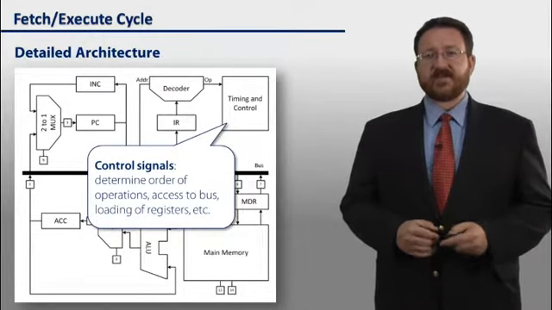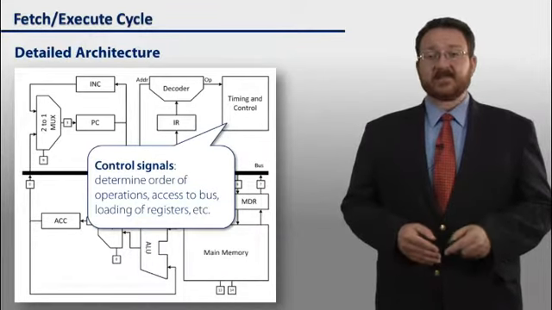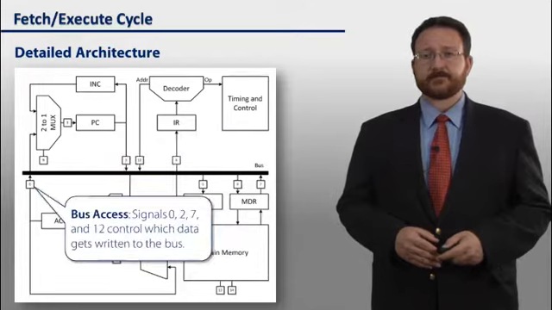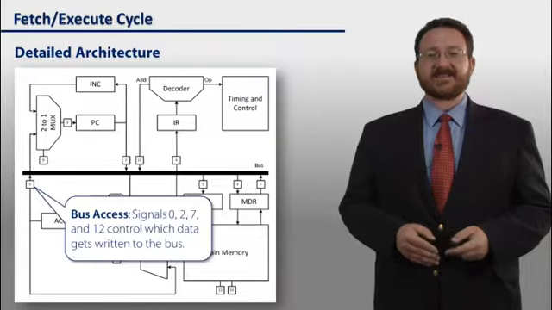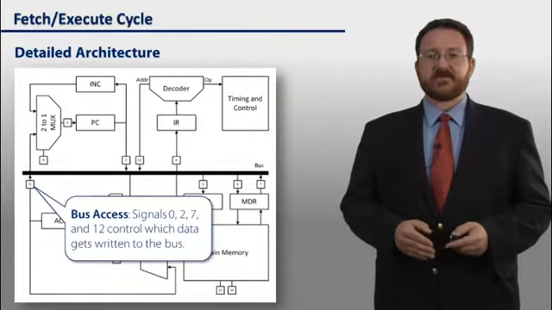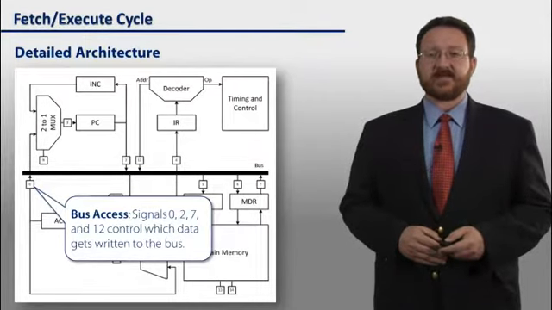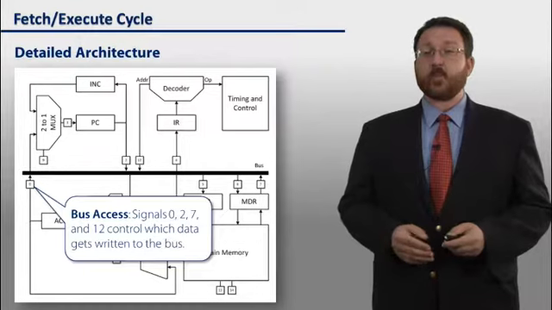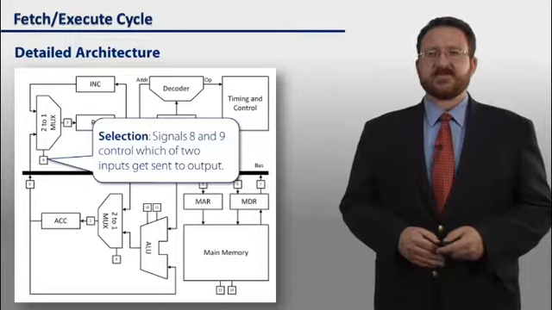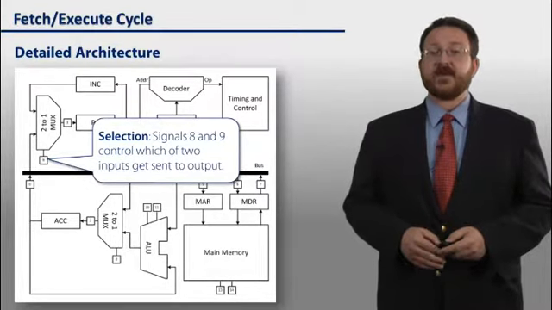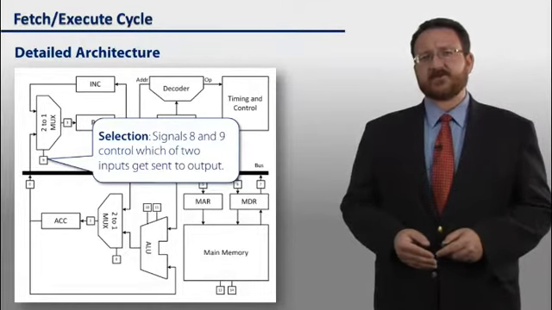Control signals are generated by timing and control such that they determine the order of operations, they control access to the bus, the loading of registers, and so on. For example, here's a signal that controls whether or not the accumulator has access to the bus or not. Signals 0, 2, 7, and 12, as we'll see in a table in just a moment, control which data gets written onto the bus. And this is important because we can only have one piece of data on the bus at a time. This particular control signal selects what gets put into the program counter. Does the contents of the bus get put into the program counter, or does the contents of the increment register get put into the program counter?